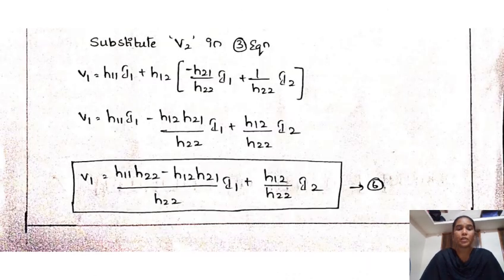Now I am substituting V2 in the third equation. V1 equals H11 I1 plus H12 into minus H21 by H22 I1 plus 1 by H22 I2. Now V1 equals H11 I1 minus H12 into H21 by H22 I1 plus H12 by H22 I2. Now V1 equals H11 H22 minus H12 H21 by H22 I1 plus H12 by H22 into I2. I'm naming this equation as the sixth equation.